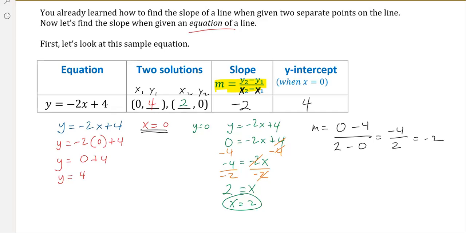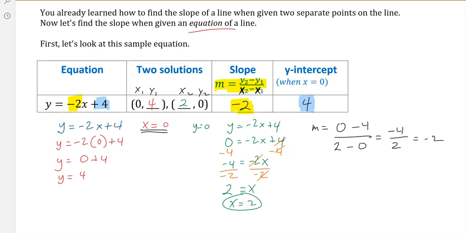Now, this is not a coincidence. Take a look at this. So the slope is negative 2. Look at our equation. There's that same negative 2. Is that a coincidence? No, it's not. That's by design. Our y-intercept is 4, positive 4. Let's look at our equation. Oh, look. That's also positive 4.